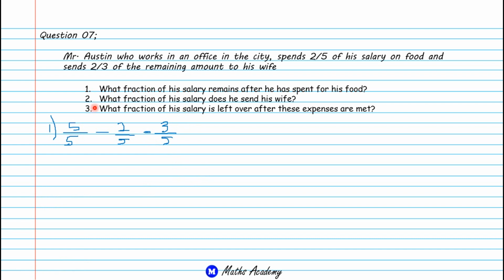The second question. What fraction of his salary does he send his wife? And it says 2 over 3 of the remaining amount to his wife. So 2 over 3 multiplied by the remaining amount. The remaining amount is 3 over 5. So 2 over 3 multiplied by 3 over 5, you get 2 over 5. So you simply cancel this 3 and this 3. So 2 over 5 is the amount that he sends his wife.